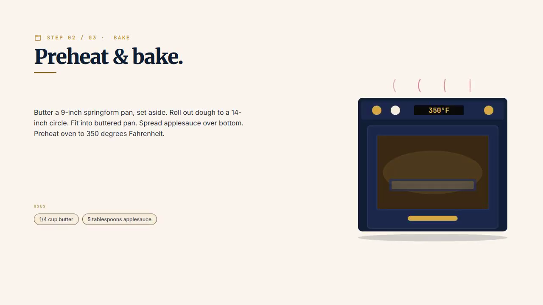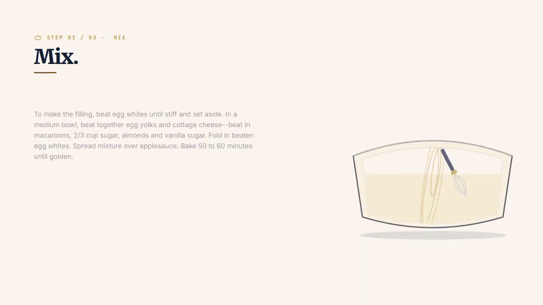Step 2. Stir in enough remaining flour to make a medium dough. Set aside. Cover and let rise in a warm place until doubled in bulk, about 1 hour. Press into a buttered pan. Spread applesauce over bottom. Preheat oven to 350 degrees Fahrenheit.